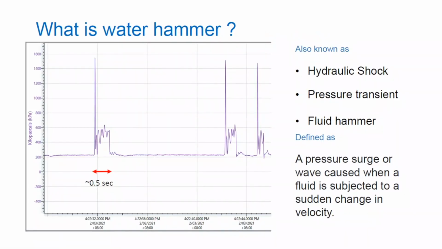As we're all aware, water hammer, also known as hydraulic shock, pressure transient, or fluid hammer, is defined as a pressure surge or wave caused when a fluid is subjected to a sudden change in velocity. Phil has been very passionate and worked over the last decade in this area, and has monitored water pressure in premises at very fine scale, and really has reduced it almost to a science. And next slide.